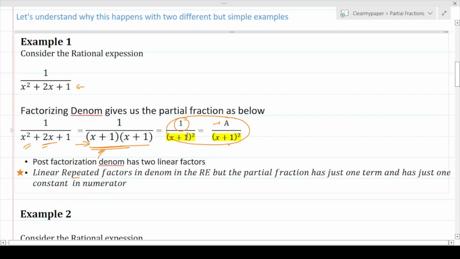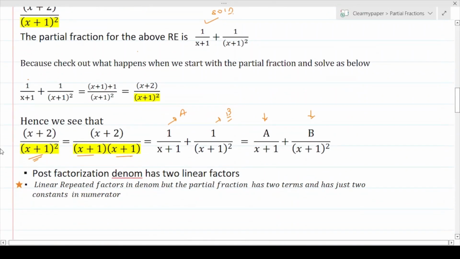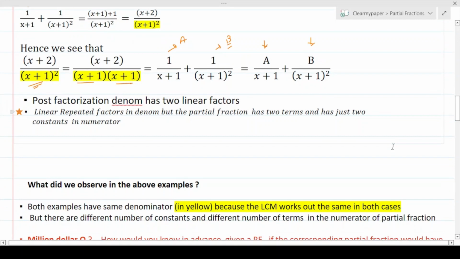But if you see the denominator, so let's say instead of this problem, I would have given you this problem, 1 upon x plus 1 the whole square, which is this. It would have been the same thing. The rational expression would be just simple one term, and you would have put this. So the question is, the denominator is the same, x plus 1 the whole square in both the cases, over here also, but the partial fraction comes out differently. And the reason it comes out differently is because of the LCM.